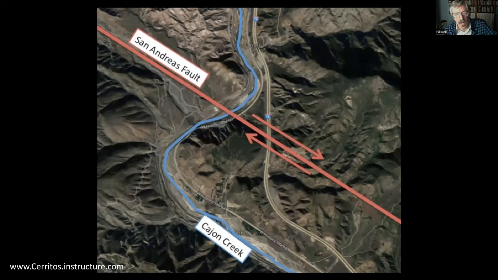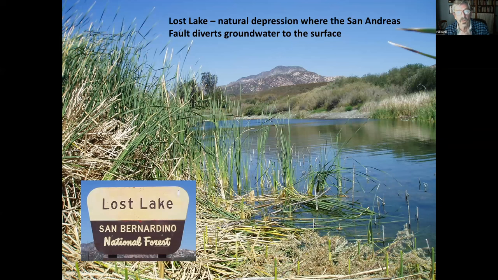Here's an aerial photograph of that same area where the fault is crossing the I-15 and the Cajon Creek, and you see the zigzag in the creek as a result of past motion there. So here we're at Lost Lake. It's a natural depression where the groundwater has come up against the fault and come to the surface there. So we have features like this that are distinctive along the fault.